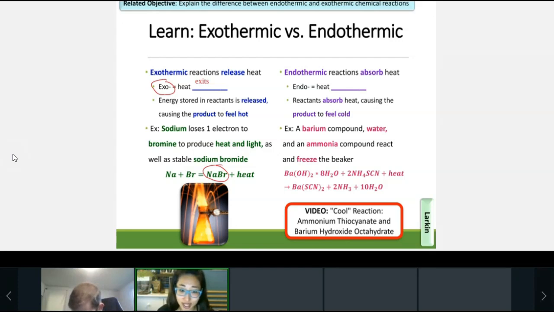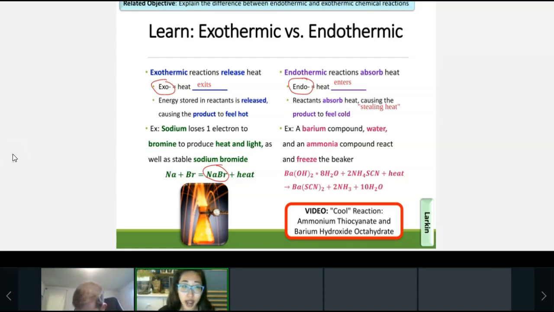Endothermic, on the other hand, means that reactions absorb heat. The way you can remember this is endo looks like what word? Yeah, endo looks like heat enters. Exactly. So if heat enters, this is the opposite. These reactions actually feel cold. They're absorbing heat and the products feel cold. It's more like the reaction is stealing heat from the environment, and that's why it ends up feeling cold.